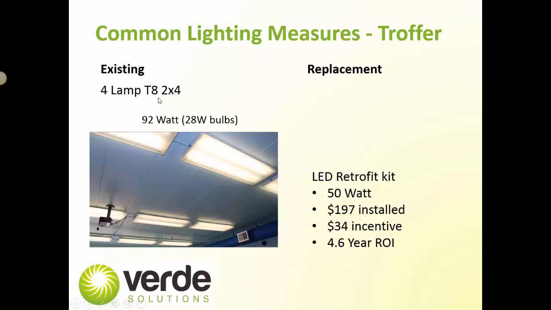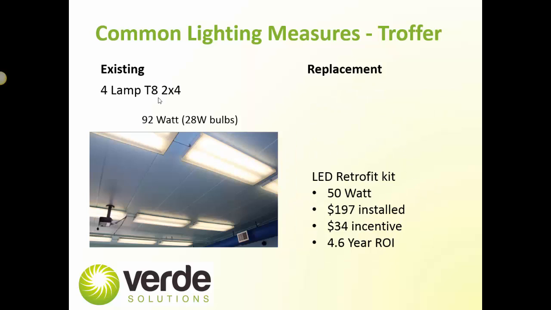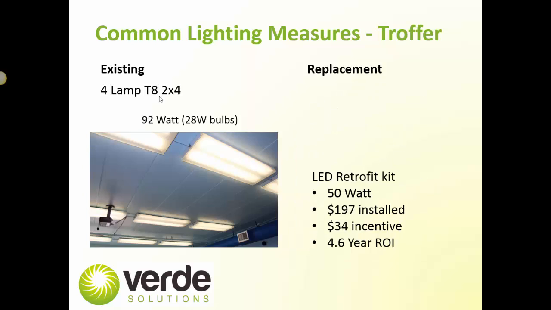And so the 4 lamp T8 2 by 4, which is the same as a 4 lamp in here, instead of using 162 watts, it's using 92 watts. And so the only thing we can really do here is an LED retrofit kit, which would be 50 watts. So it's your same $197 installed. You get less of an incentive, and your ROI is a 4.6-year ROI. So now you see why it's really important to figure out whether they have T12s, where it's a great project, or T8s, where there's only one thing that we can do, and it's going to be 4 years, 5 years payback, which not a lot of people are willing to do. So really important on the front end to figure out whether these are T12s or T8s.